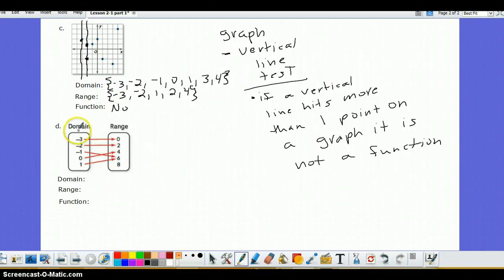Alright, this one's pretty easy, domain and range. Domain: -3, -2, -1, 0, 1. Kind of gave it away. Range: 0, 2, 4, 6, 8. Again, kind of gave it away. With a mapping, you're looking on the left side only, the domain side, and we're trying to determine if there's more than one line coming from each of these. Looks like with -3, there's one line. With -2, there's one. -1, there's one. 0, there's one. And 1, there's one. So yes, this is a function.